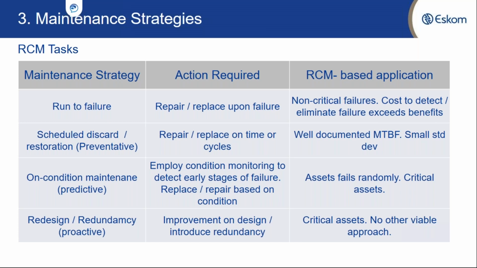Then the on-condition maintenance, this one is our predictive. It includes both condition monitoring as well as predictive maintenance. With this element, we employ condition monitoring to detect early stages of failure on assets. The asset failures that we recommend on-condition maintenance for are normally random failures. So with on-condition maintenance, you can identify those types of random failures.